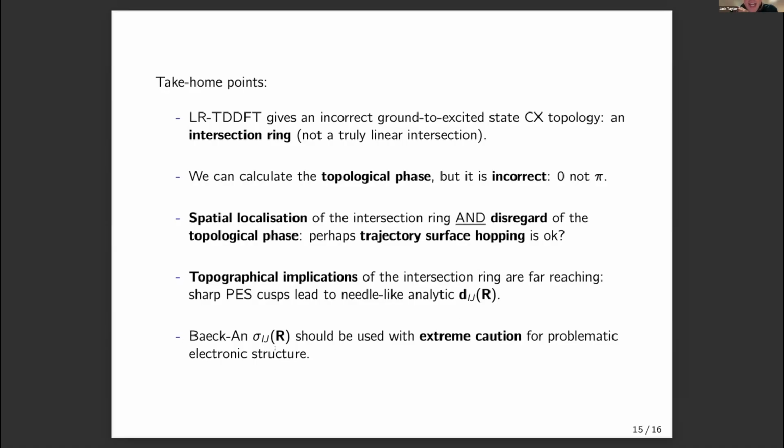And then, even though there has been motivation to use these Baeckan couplings, extreme caution should be taken when applying them in cases where the electronic structure has problems.